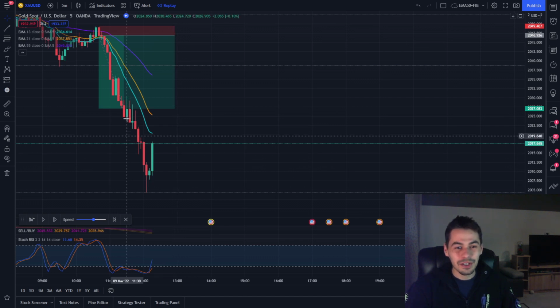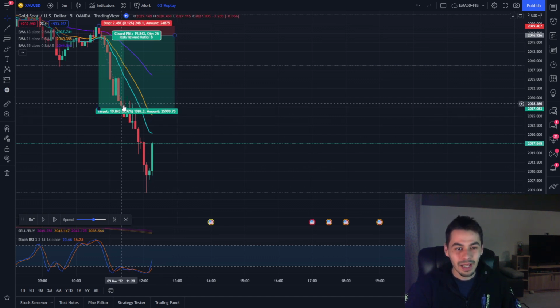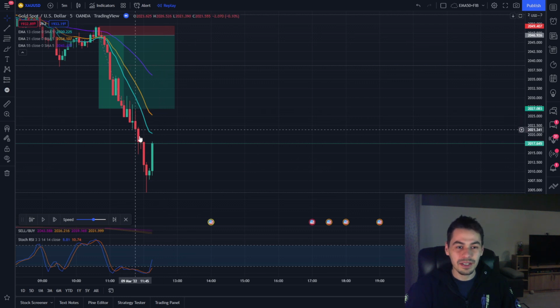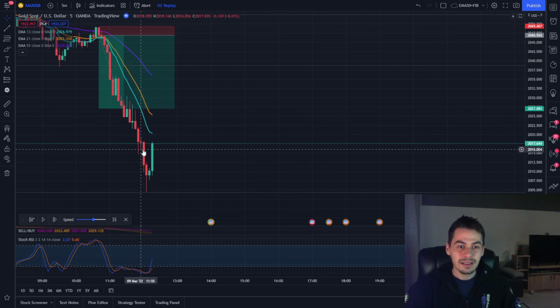Okay, so what's the first sign of a range? As I told you, price struggles to make lower lows or a previous local high is broken. This would be our previous local high because it's an inside bar.